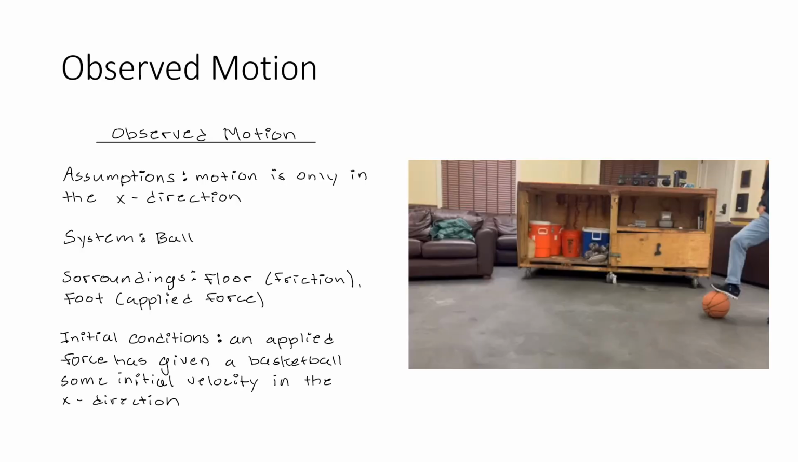First, the observed motion. A few assumptions. Well, one assumption: the motion is only in the negative x direction, and that will come into play later. You'll see, because I think there was a little motion in the z direction, but I did not calculate for that. The systems of the ball, the surroundings are the floor, which causes friction, and the foot, which is an applied force. In the initial conditions, an applied force is giving a basketball some initial velocity in the negative x direction, and here is a video of that.